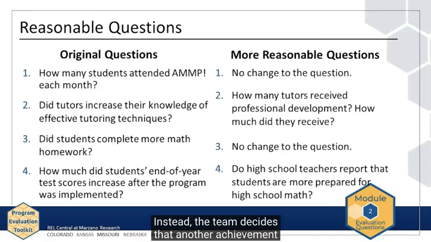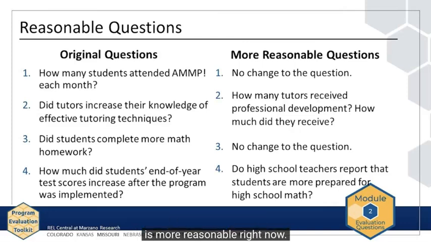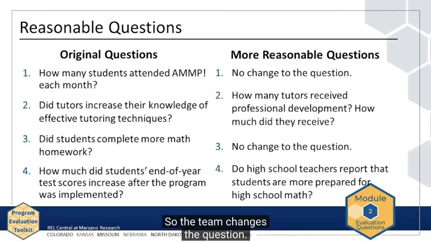Instead, the team decides that another achievement outcome from the logic model, preparedness for high school math, is more reasonable right now. So the team changes the question. The homework and attendance questions seem reasonable, so the team leaves them as they are.